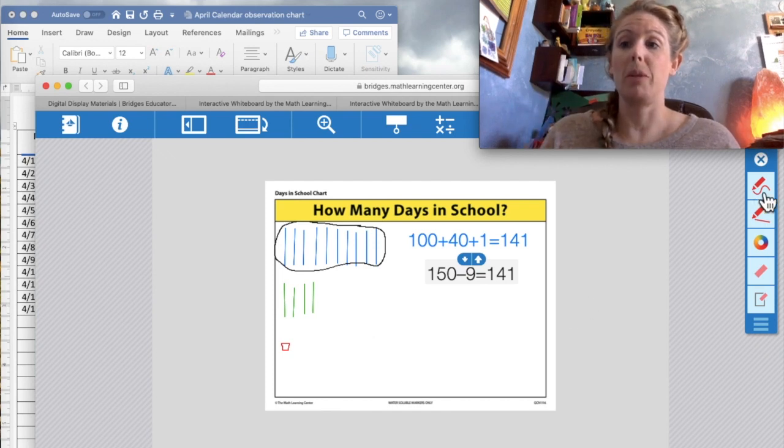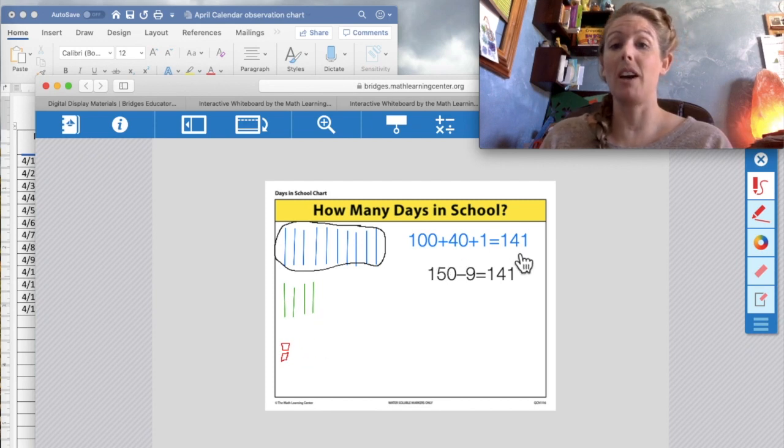So let's make sure that we have the color red. I'm going to add a ones. So there we have 2 ones. So again, let's say it, 142. Now here we have our expanded notation.